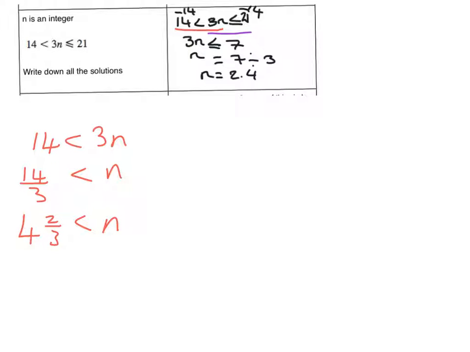And then we treat the other part as a separate question. So 3n is also less than or equal to 21, so you divide by 3, 21 over 3, so n is less than or equal to 7.